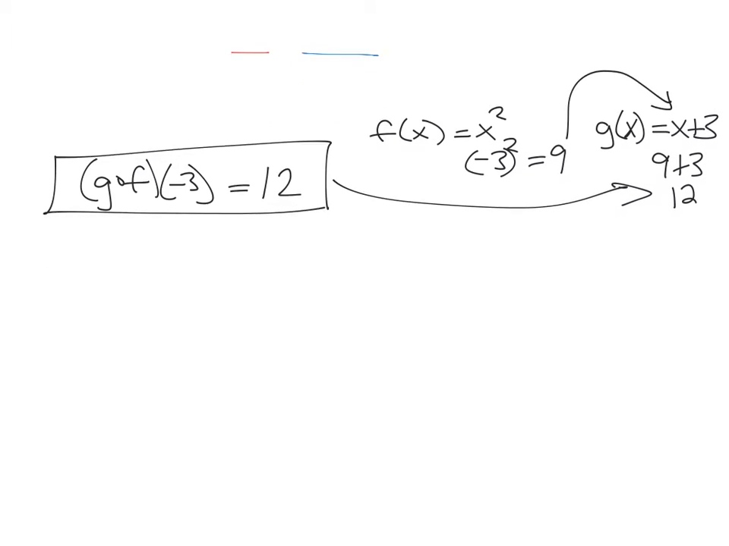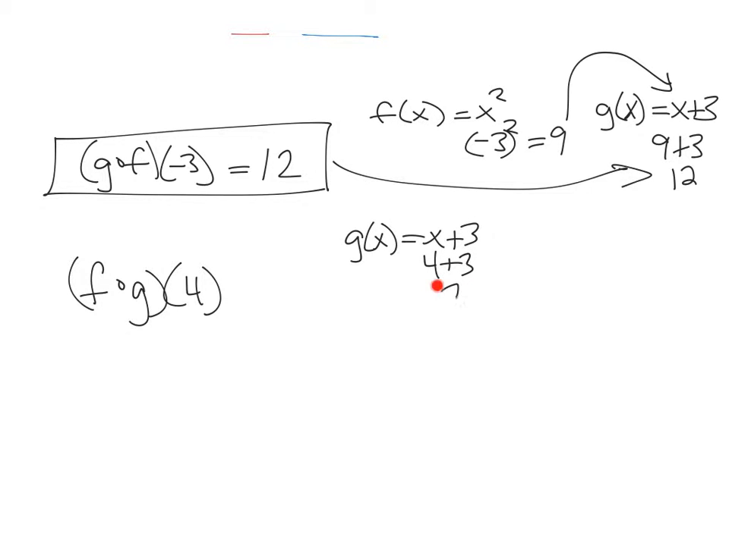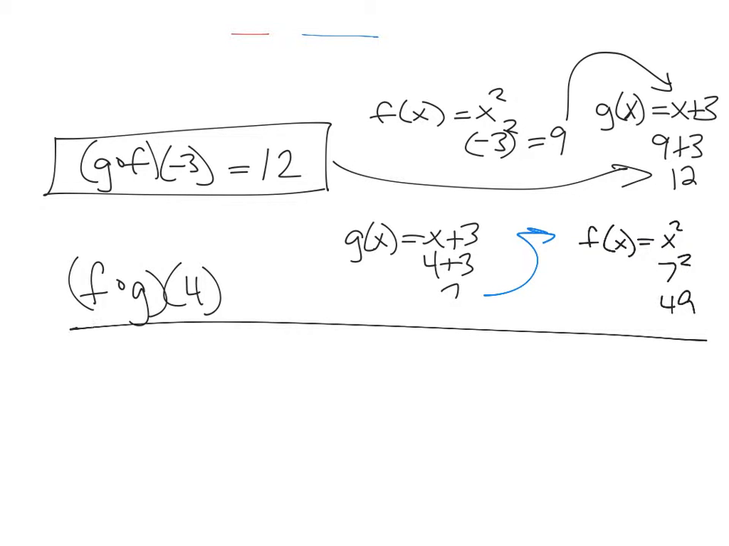So let's do f of g of 4. That means take your 4, put it in g, get your answer, put it in f. All right? So take your 4, put it in g. So g is x plus 3, so that becomes 4 plus 3, which is 7. So now that we have 7, we're going to put 7 in f, which is x squared. So that becomes 7 squared, which is 49. So this answer is 49.